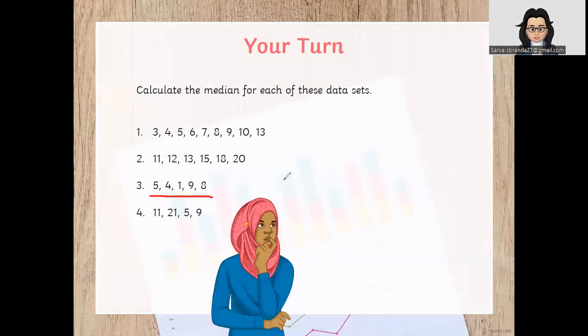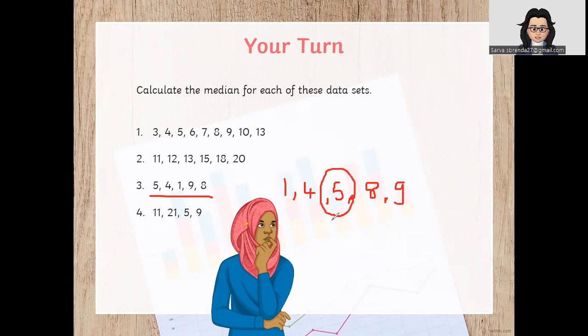Now for number 3, as you can see, the data is not arranged in order. So you'll have to arrange it first in order: 1, 4, 5, 8, and 9. So you can clearly see this is the median. And for the last question here, arrange this data again in order. So it starts with 5, 9, 11, and 21.